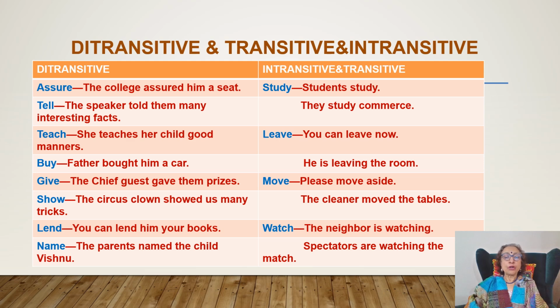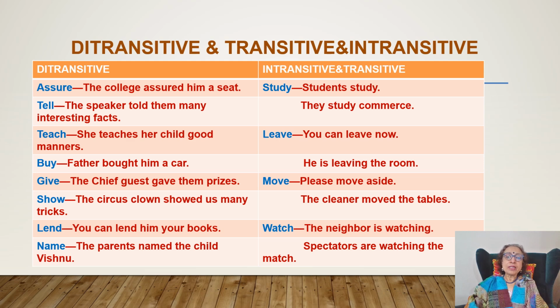So you have assure. The college assured him a seat. Now, if you remove "him," it becomes transitive: the college assured a seat. That also is a correct sentence. In "the college assured him a seat," him is the indirect object and a seat is the direct object. These two objects, usually the first one a human and the other one a non-human or an animal, are a common usage of these verbs.